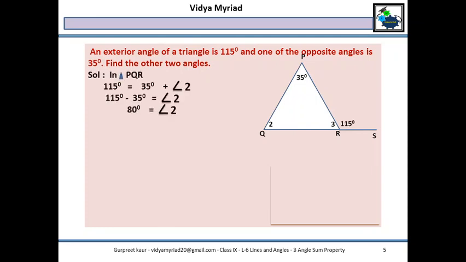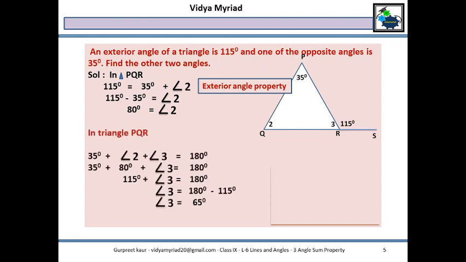So let's begin. As per the exterior angle property, I can simply write 115 is equal to 35 plus angle 2. So angle 2 comes out to be 80 degrees. Now as per the angle sum property, there should be three angles whose sum should be equal to 180 degrees. Now I have 35 degrees, I have angle 2 80 degrees, but I don't have angle 3, which I can easily take out with the help of angle sum property. So angle 3 comes out to be 65 degrees.